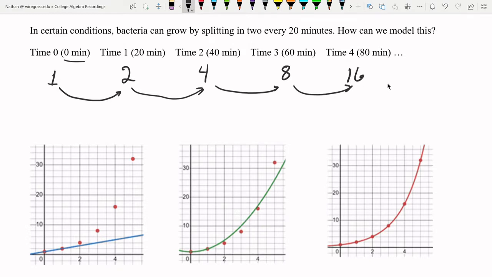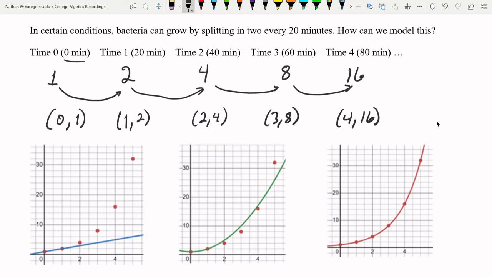So what I have here is a situation that I can graph by using time as my independent variable. That's going to be the horizontal axis. At time of 0, there's going to be 1 bacteria. Then at time of 1, we're going to have 2 bacteria. Time of 2, we're going to have 4 bacteria. 3, we're going to have 8. 4, we're going to have 16. 5, we're going to have 32. 6, we're going to have 64, and so on. And I've graphed these things in the red dots here.